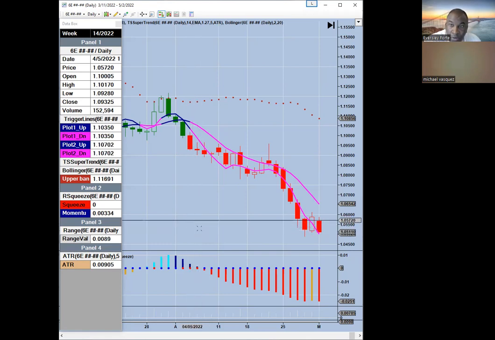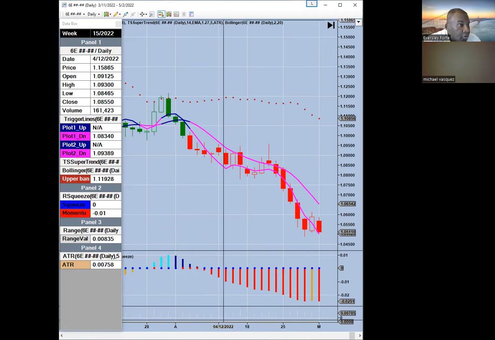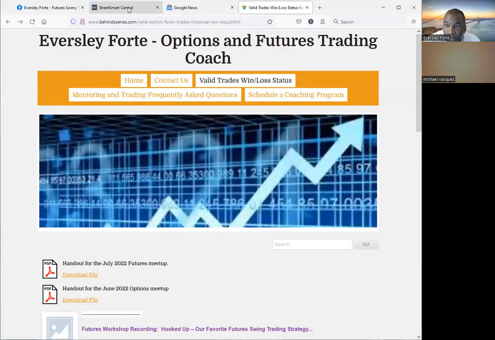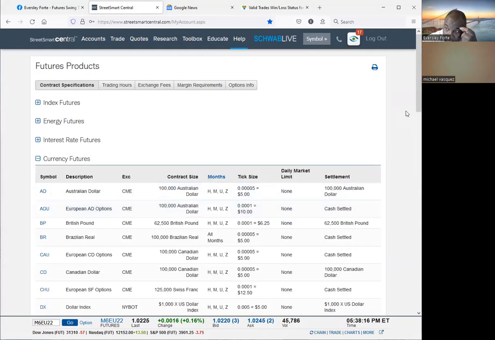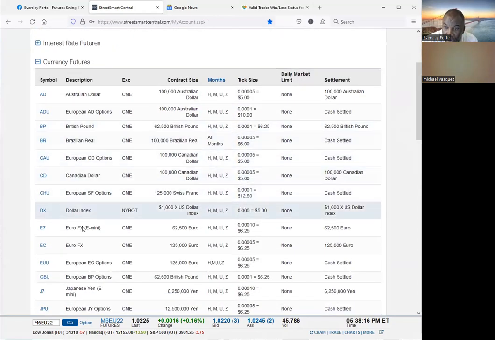All right, so let's switch back and go to my brokerage account and show you the futures there, what those look like. Okay, so this is my account on Schwab, and these are all the different types of futures that are available to trade. Today we're looking at currency futures. Australian dollar, British pound, Canadian dollar, we trade. These are the full-size contracts.